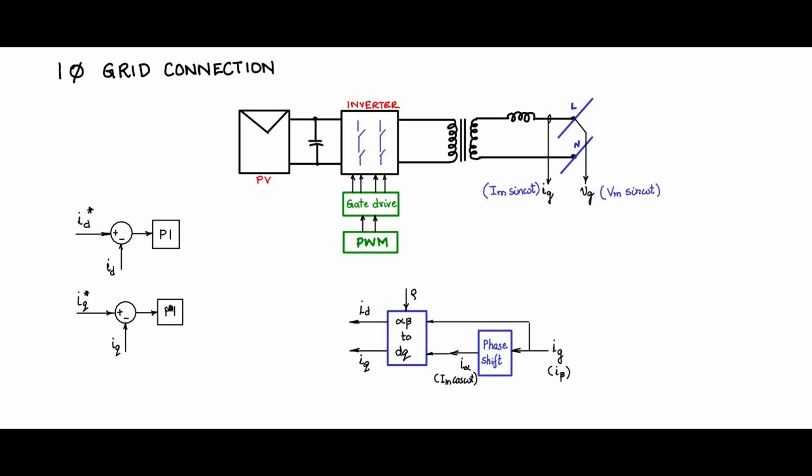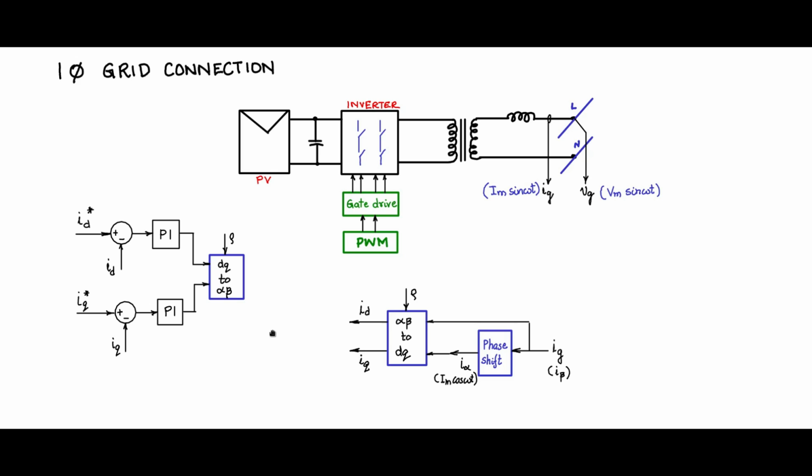Now these two PI outputs will be passed through a transformation. The PI controller outputs will represent voltages which need to be given to the PWM to control the inverter. So this will be a DQ to alpha beta transformation. It also needs rho information, which is the angle between the DQ axis and the alpha beta axis.